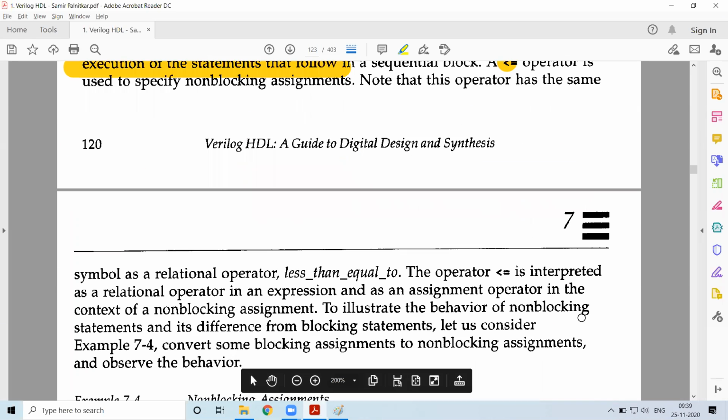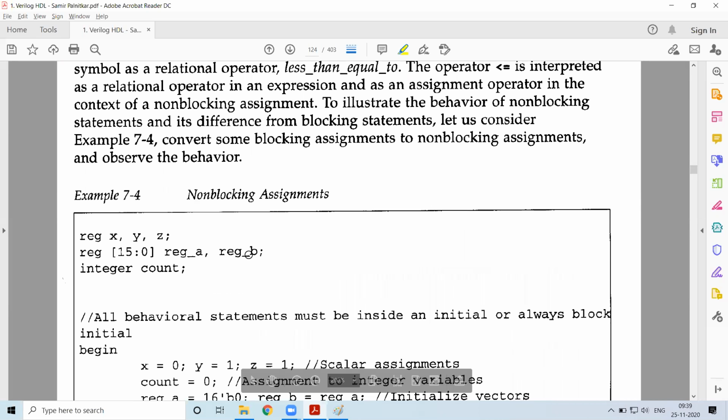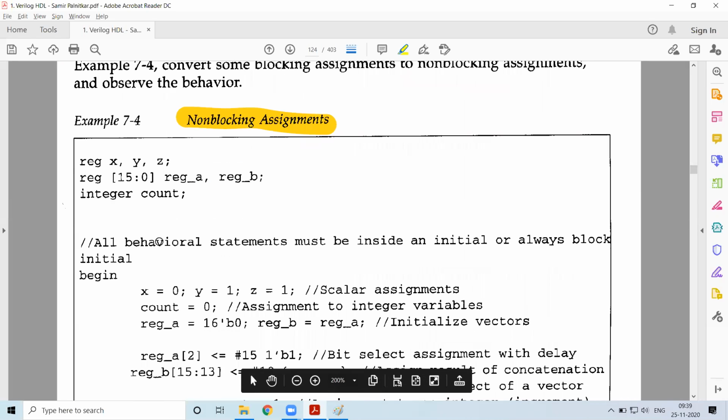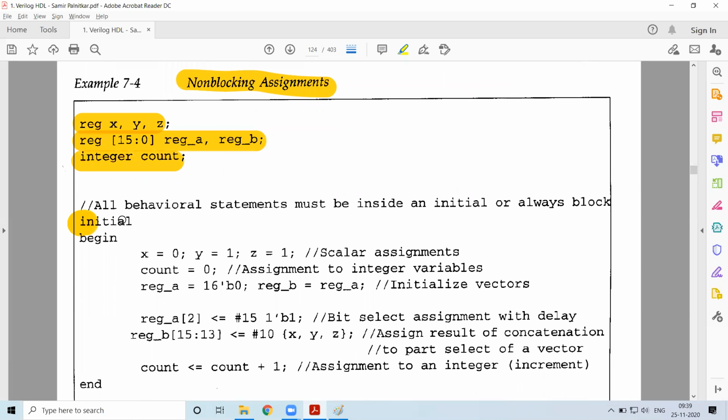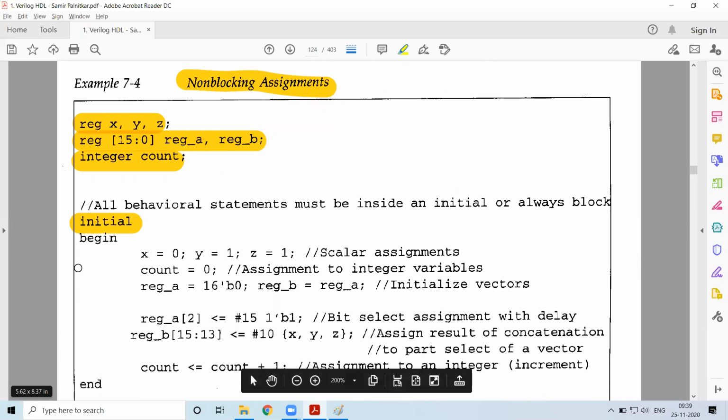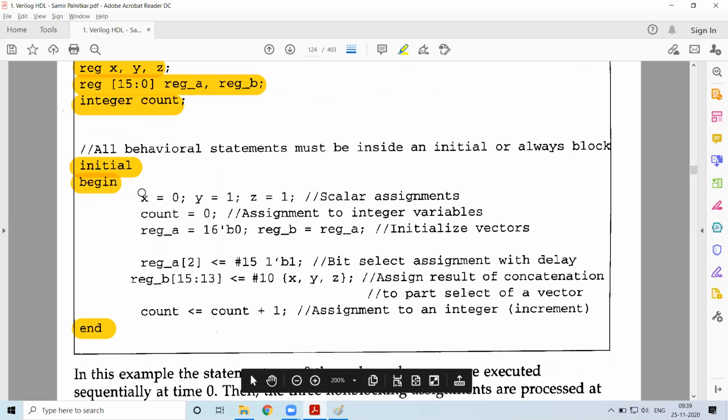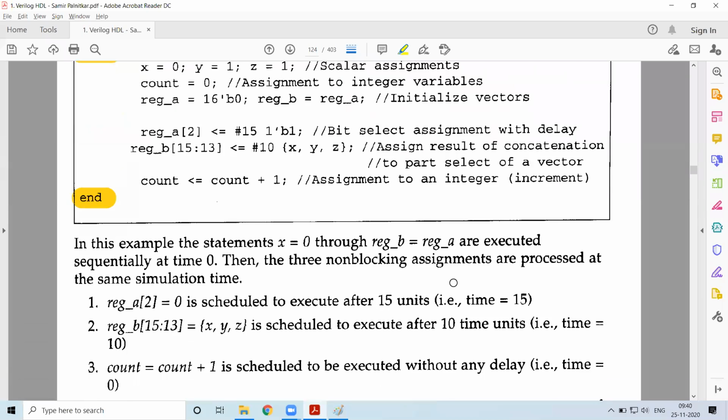Now let us look at an example to see how it goes around. We have non-blocking assignments. These are the variables which are declared over here. Again, you have initial. Since we have this initial block, it is behavioral level of modeling. Again, we have begin and end. These are all the same as previously.